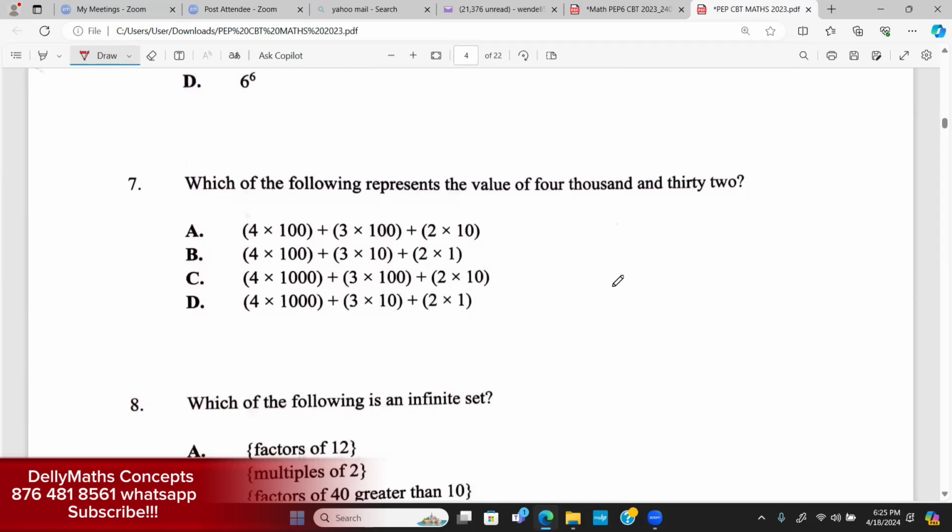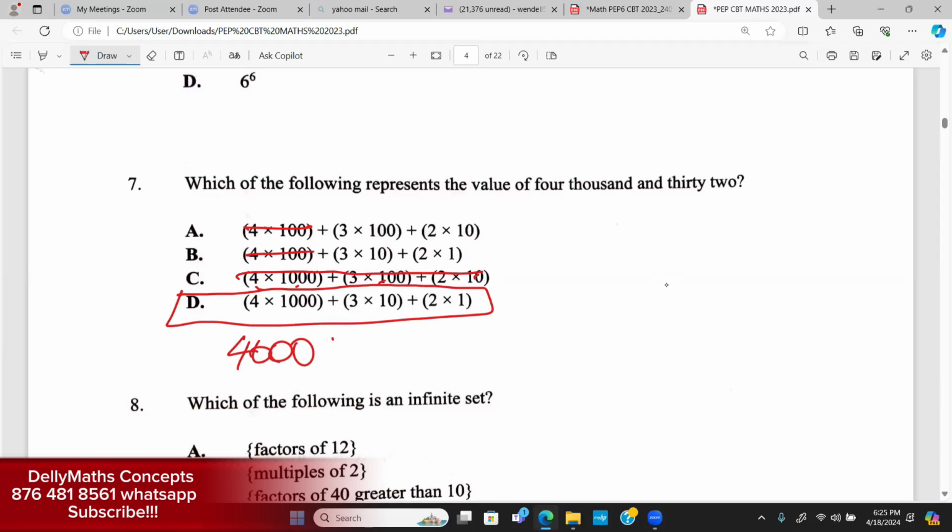Which of the following represents the value of 4,032? So you're looking for 4,032. Definitely we're not liking that. We're not liking that. Those are 400s. So is it 4,302? No, this is off. So the answer had to be this.